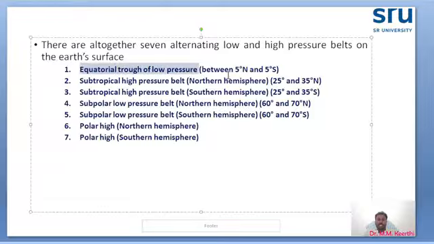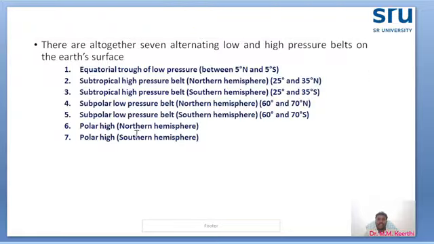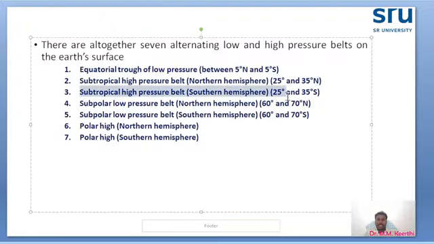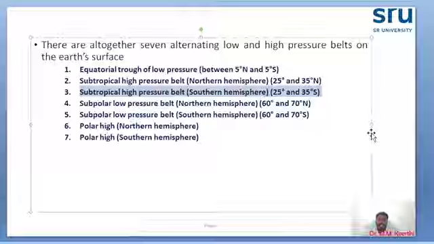The equatorial low pressure belt is between 5 degrees north and 5 degrees south. Next is the subtropical high pressure belt in the northern hemisphere, around 25 to 35 degrees north. The third is the subtropical high pressure belt in the southern hemisphere, 25 to 35 degrees south.